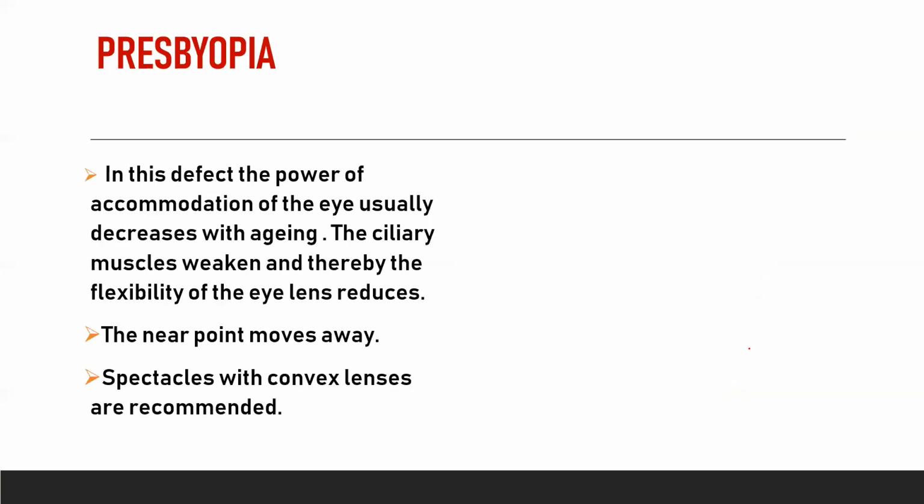Now, third is presbyopia. What is presbyopia? In this defect, the power of accommodation of the eye usually decreases with aging. Means as you grow older, the ciliary muscles weaken and thereby the flexibility of the eye lens reduces, or the near point moves away, and spectacles with convex lenses are recommended. In this case, only spectacles with convex lenses are recommended.